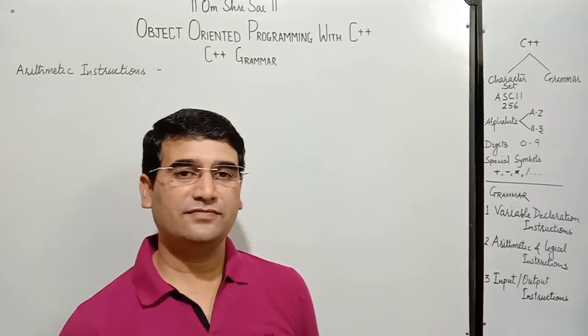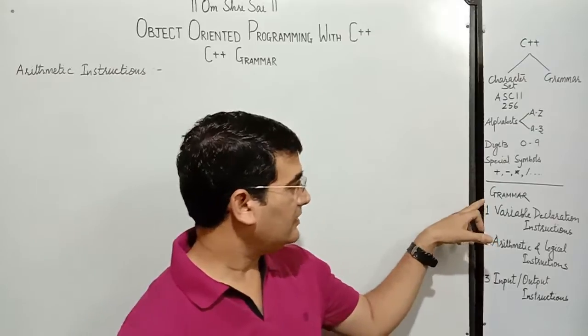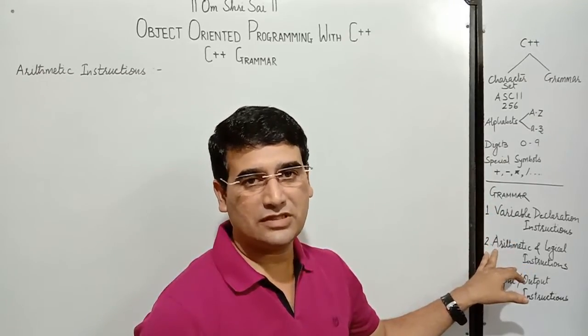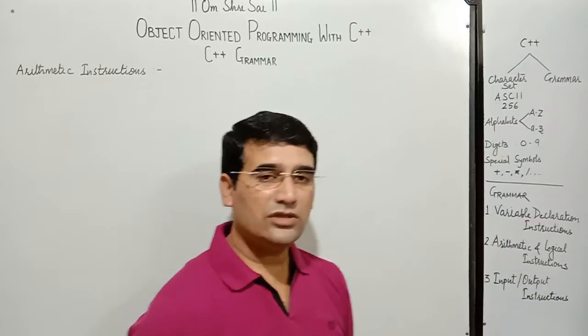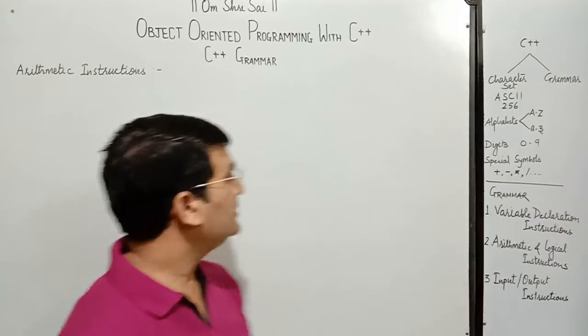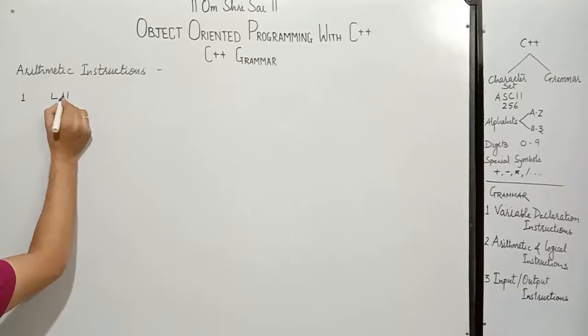In last lecture, we have discussed the grammar of C++ language. In that, we have discussed the variable declaration instructions. In today's class, we are going to discuss the arithmetic instruction. The logical instruction we'll discuss in case of if statement. So, starting with the arithmetic instruction, the very first instruction is LHS = RHS.